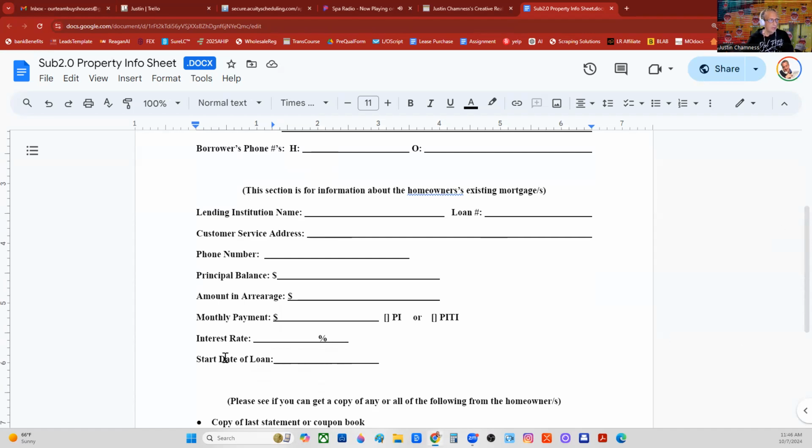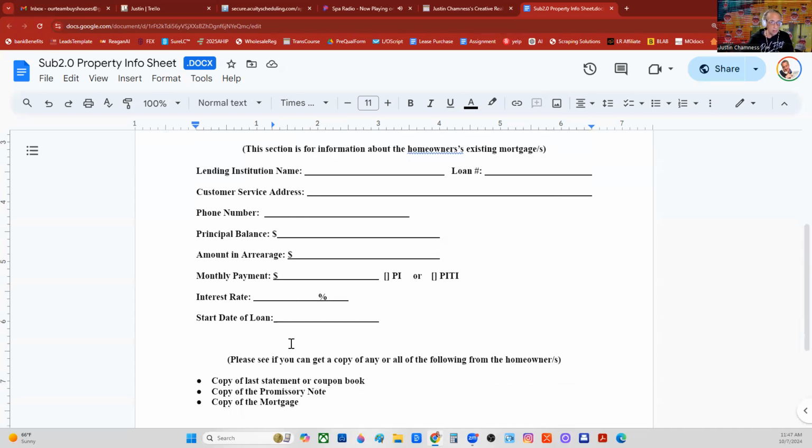Secondly, he's going to want to know the lender's name, the loan number, that's the account number for the mortgage, the customer service address, phone number, the balance, basically a guesstimate of the balance because you may not know exactly. And any arrears, monthly payments, the interest rate that the original mortgage is at, and the start of the loan.